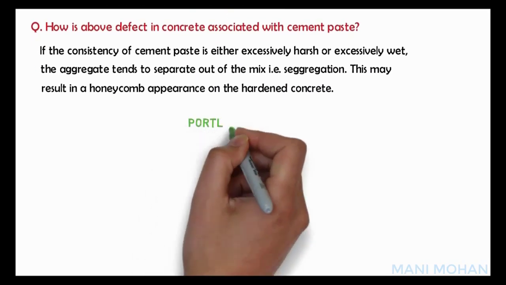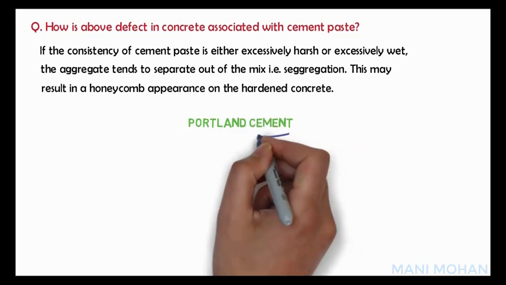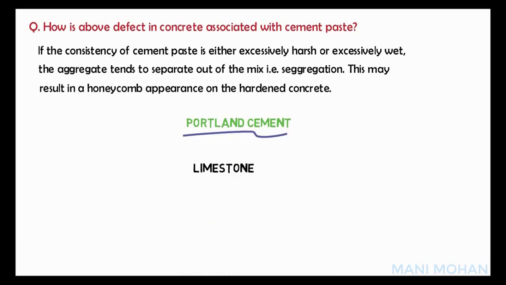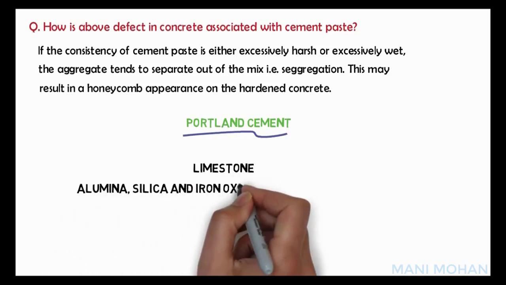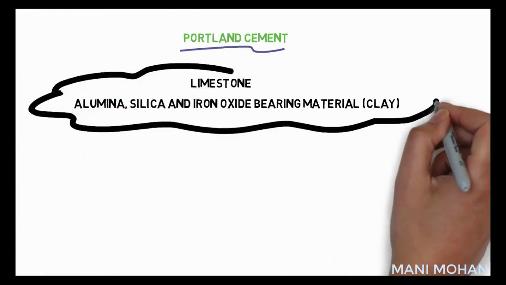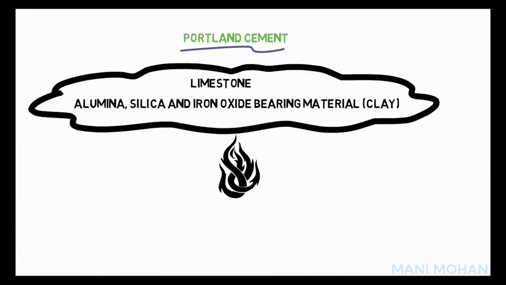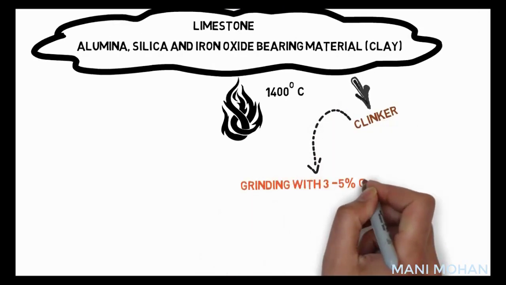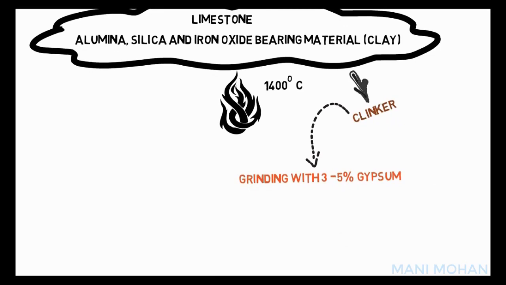Present-day concrete is made of Portland cement, which is made by burning together an intimate mixture of limestone with alumina, silica, and iron oxide bearing materials like clay at a temperature of about 1400 degrees centigrade. The resulting clinker obtained is cooled and ground into a fine powder after mixing with 3 to 5% gypsum.